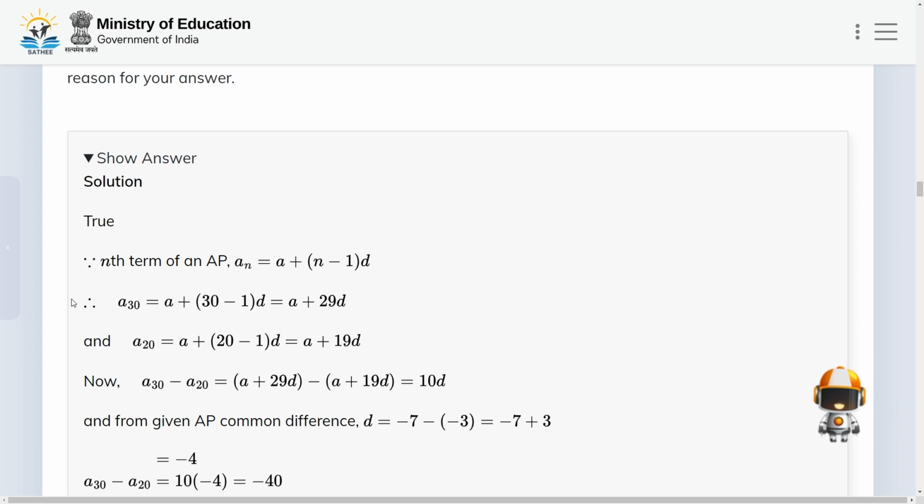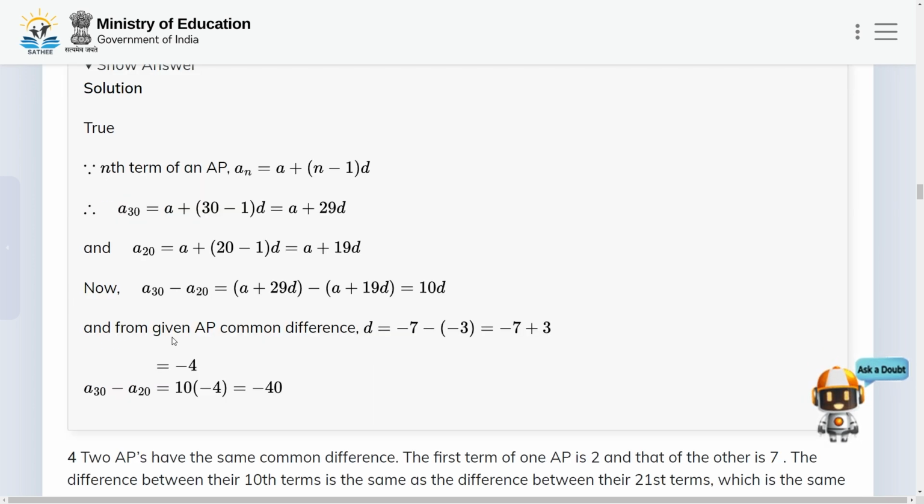And from the given AP, the common difference d is equal to a2 minus a1, that is equal to minus 7 minus (minus 3). This is equal to minus 7 plus 3, which is equal to minus 4. So the common difference for this given AP is minus 4.